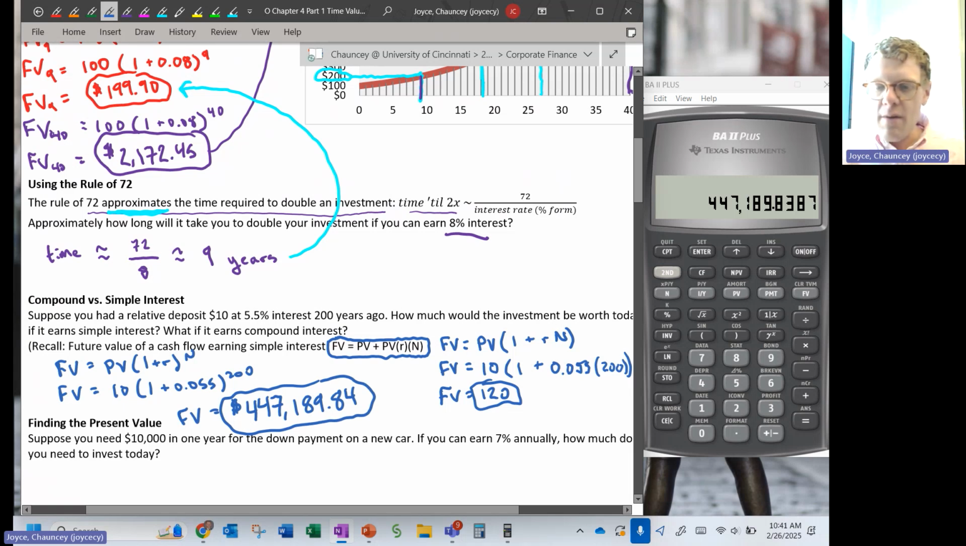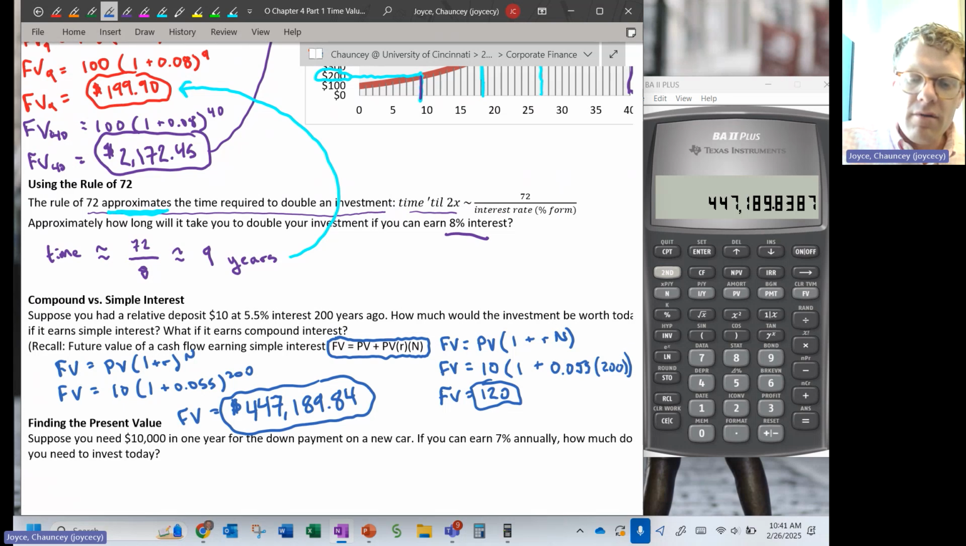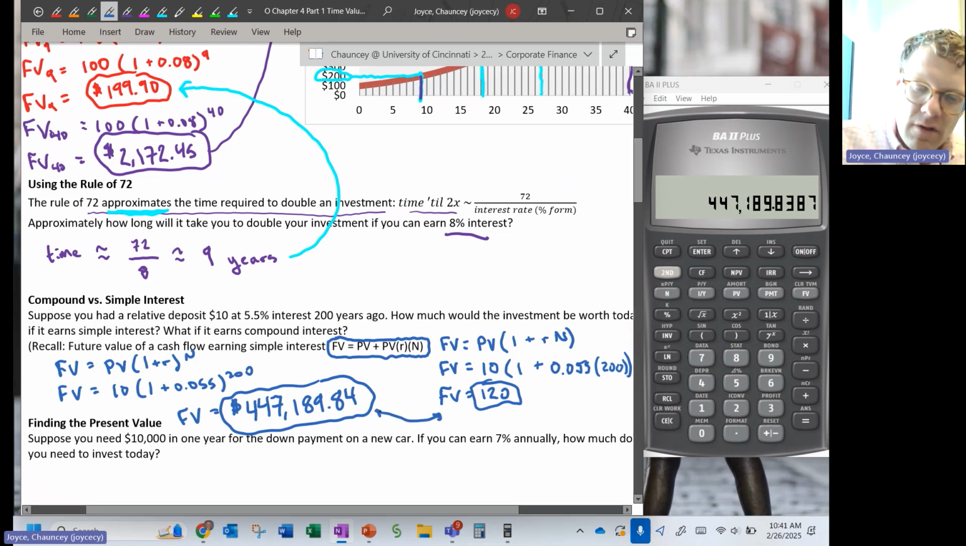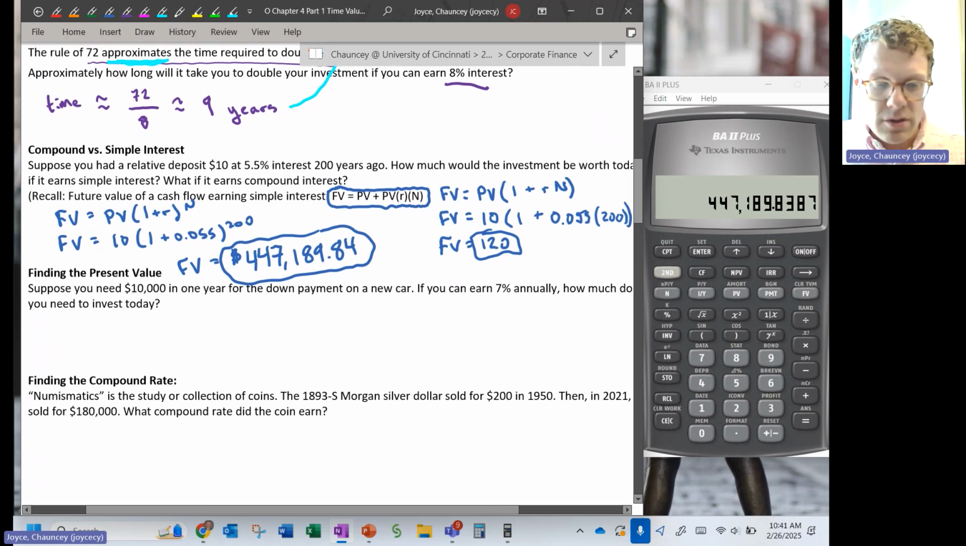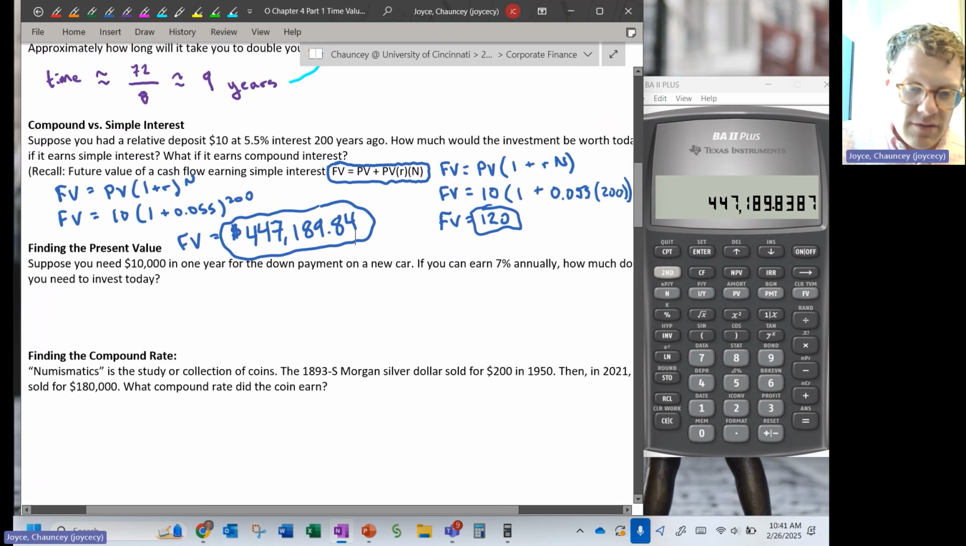If you got a question that said, how much more could you earn if you're compounding interest as opposed to just earning simple interest? It would just be the difference of those two numbers we calculated. We're going to do one more question just using the formula, and then after that, we're going to use the financial calculator. So let's find the present value.